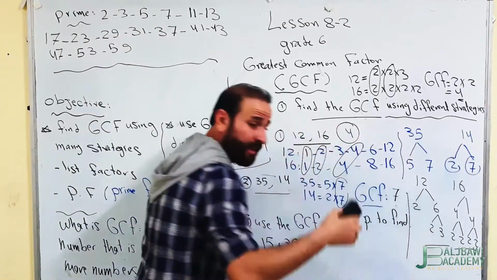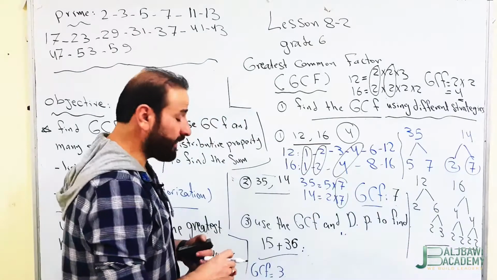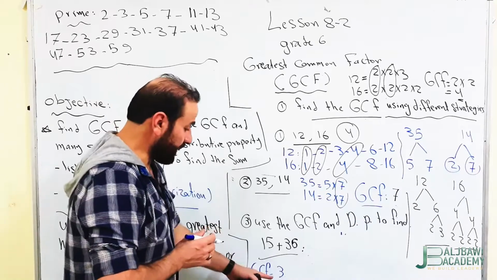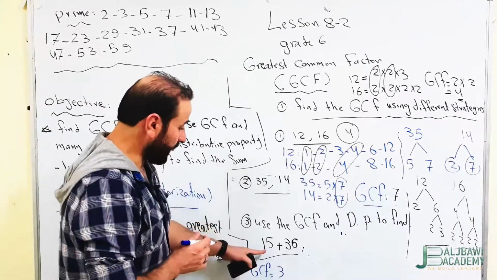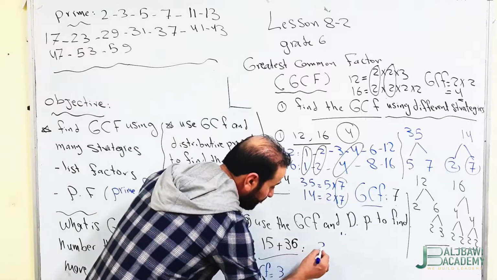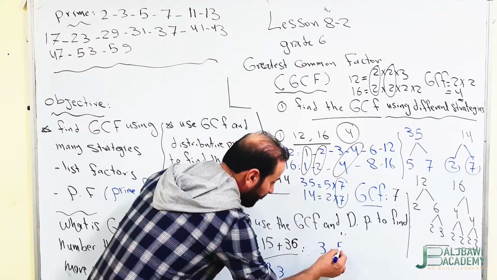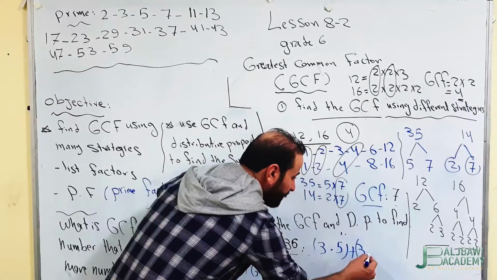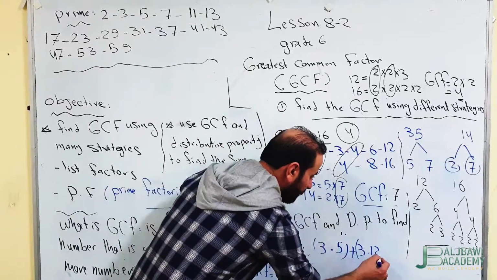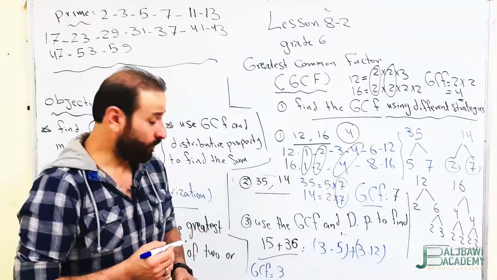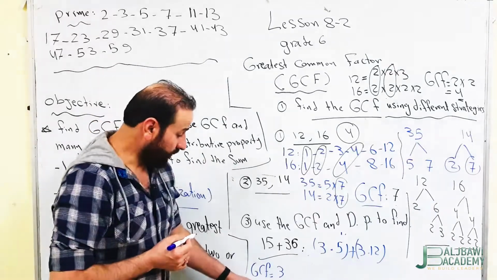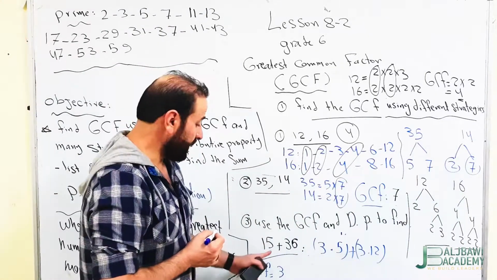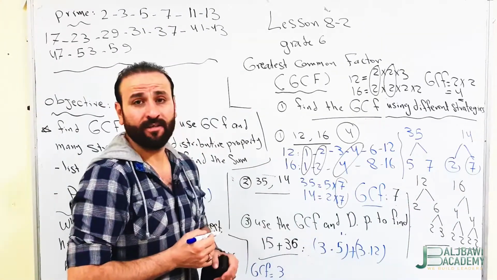Now, the second step, I write each one of them as a product of two factors, and the GCF is one factor of them. So I write 15 as 3 multiply 5, plus 36, I write as 3 multiply what? 3 multiply 12. Now what I did, I found the GCF, which is 3. Then I write each number as a product of the GCF and another number.